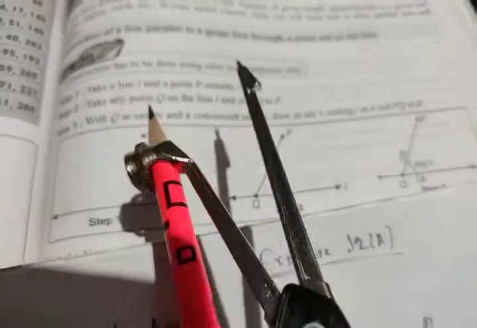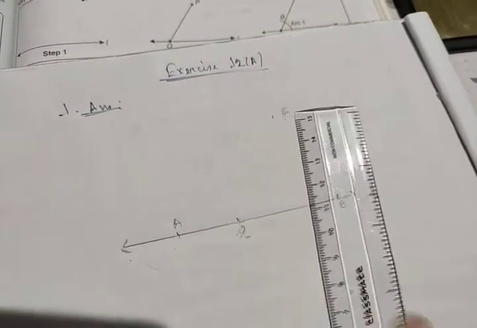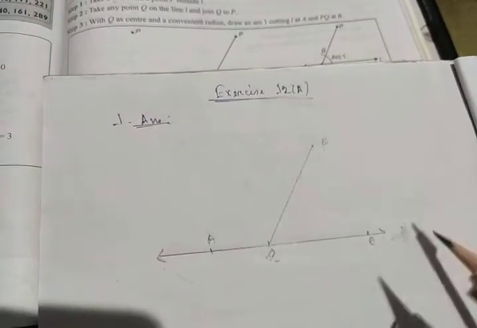Next step: take any point Q on the line L and join Q to P. So on this line segment AB, you can take any point Q. You can take here also, here also, here also. Okay, I am taking Q here, and I join P and Q with the help of this ruler. Now we will join P and Q. So step number 2 is also done.